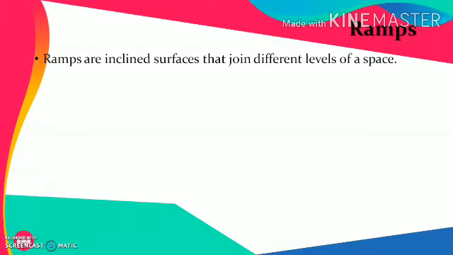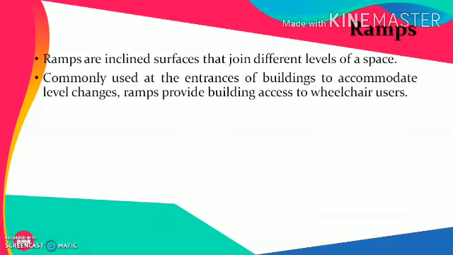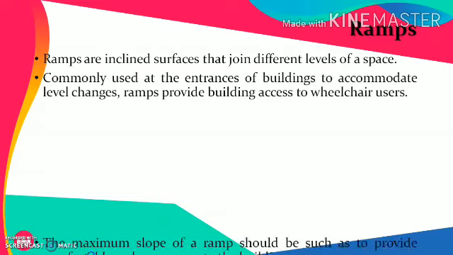Ramps. Ramps are nothing but inclined surfaces that join different levels of a space. Ramps are commonly used at the entrance of buildings to accommodate level changes. These ramps are provided in buildings for easy access, particularly for physically challenged persons who are using wheelchairs. They are equally important for old age persons for whom climbing steps is a challenging task. So instead, they can use the ramps for easy access.